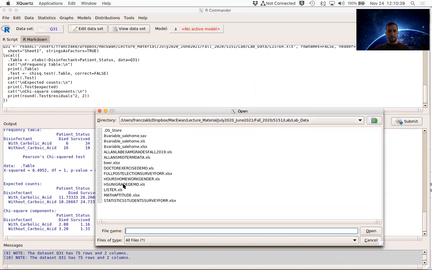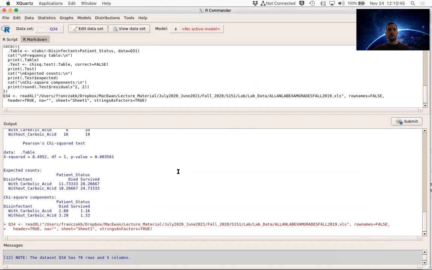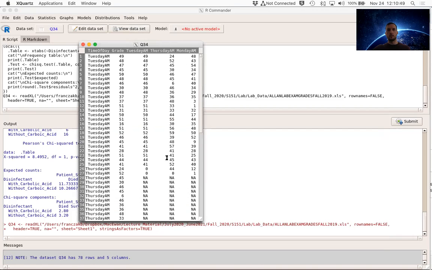We have Allen lab exam final grade. All right, we can click view. So you can see here the way that the data is structured. We have the time the exam was written, and then we have the grade on the exam, and it's separated for each of the different time points.